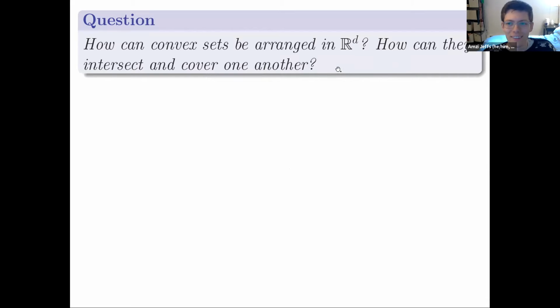good place to start. The kind of vague question we're trying to answer is how we can arrange convex sets in d-dimensional space in general. And in particular, how can they intersect and cover one another? That's sort of what I mean by arrange.